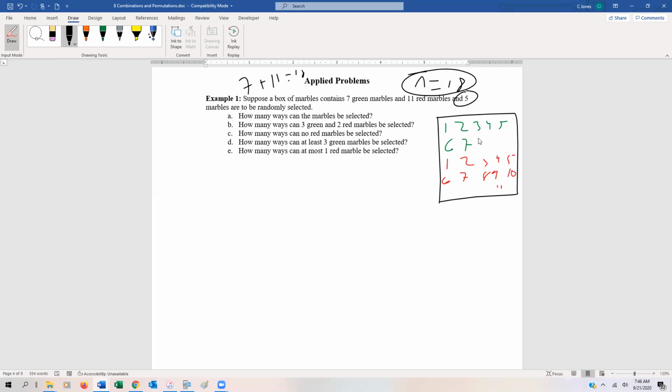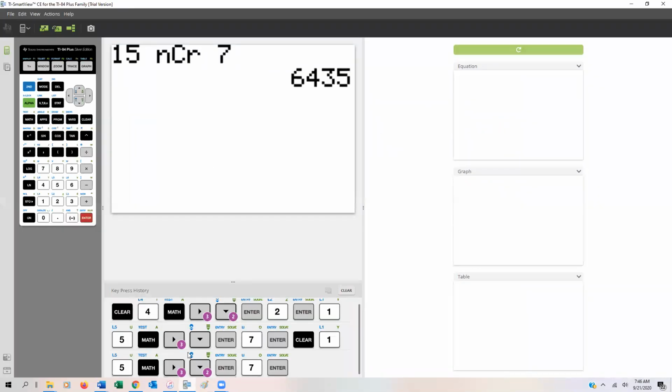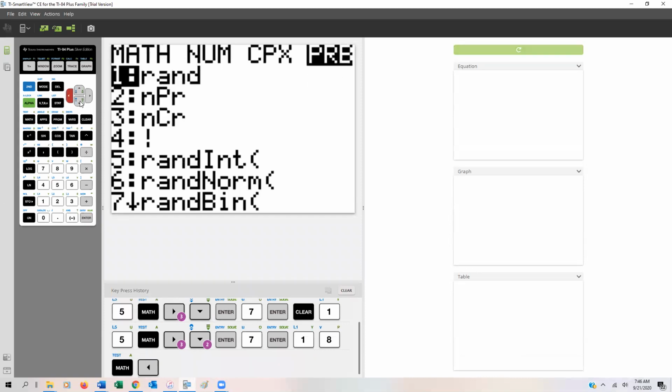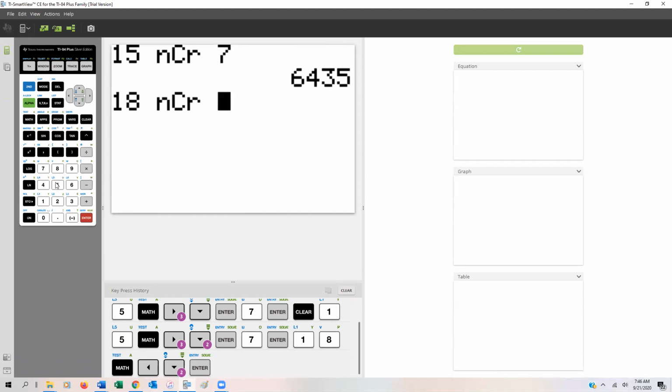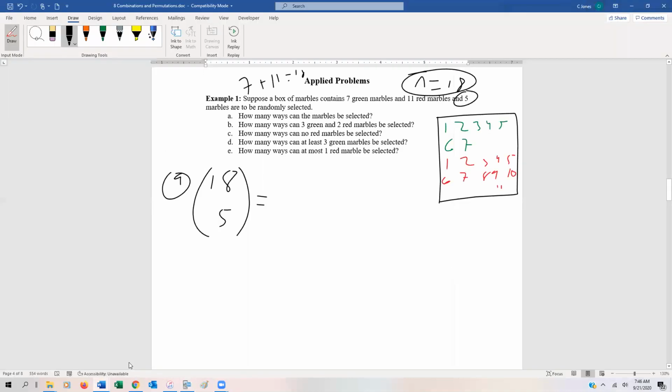So for letter A, the number of ways that we can select the marbles is going to be 18 combination 5. And we're just going to go in our calculator, just like we did in the previous video. We're going to type in 18, go to math, go over to probability, select NCR, and select 5. And 8568 is going to be the answer.